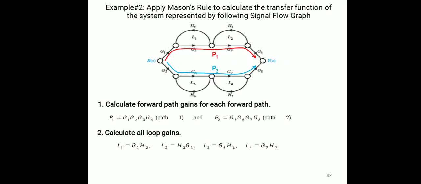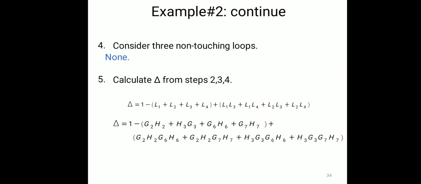So you can find out the two non-touching loop gains also. Non-touching means, L1 is touching L2, so this is not a pair of non-touching loops. But L1 and L3 are a non-touching pair. Again, L1 does not touch L4, so L1, L4 can be another pair. Similarly, L2, L3 are non-touching, and L2, L4 are non-touching. So there are four non-touching pairs of loops. We'll just multiply the gains.